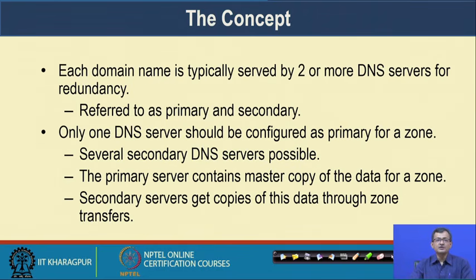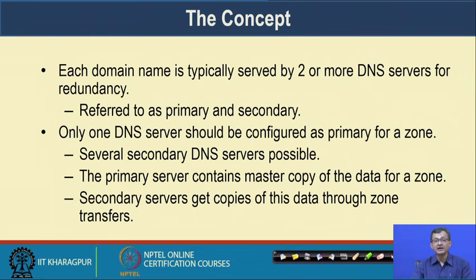Conceptually, each domain name is typically served by 2 or more DNS servers for redundancy. So, if there is a failure of one DNS, the others should be able to resolve. Again, resolving means primarily mapping from name to IP. If one of the servers fails, the other server takes up the responsibility. Only one DNS server should be configured as primary of a zone. The primary server contains the master copy of the data of the zone.